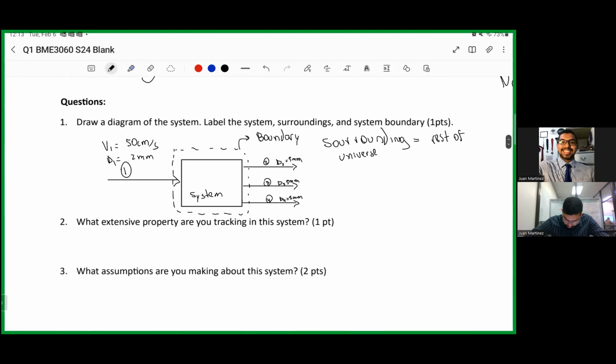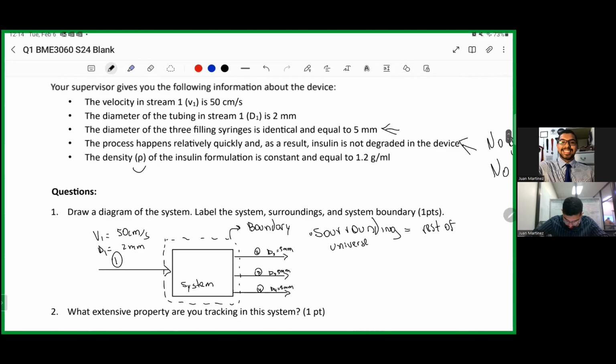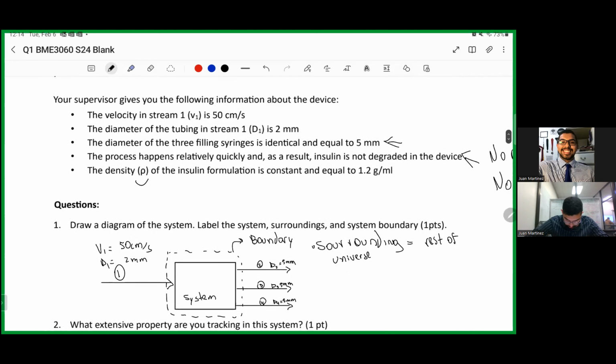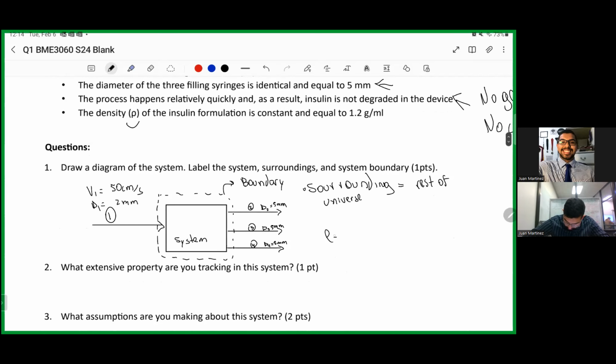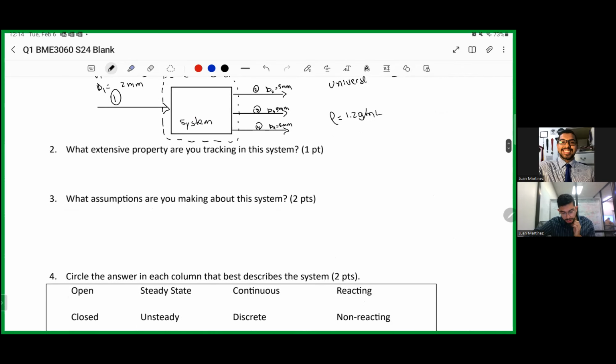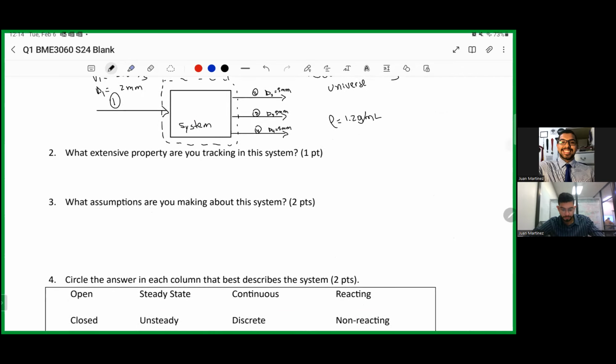So we label the system, we label the surroundings, and we did the boundary. Good. And we added information that we gathered from here. You can also say that the density is equal to 1.2 grams per milliliter. What sensory property are you tracking in this system?